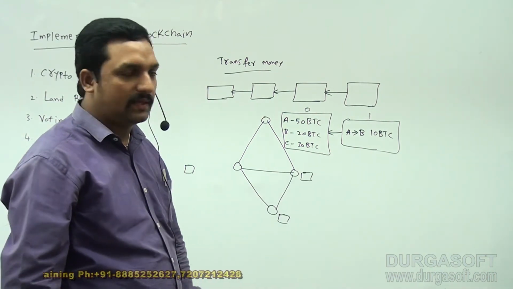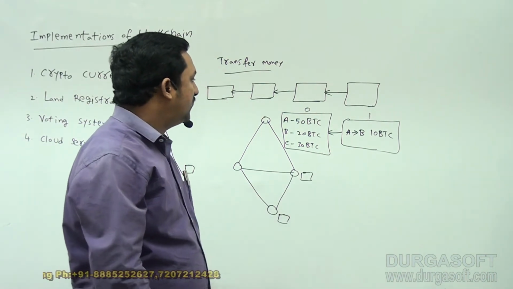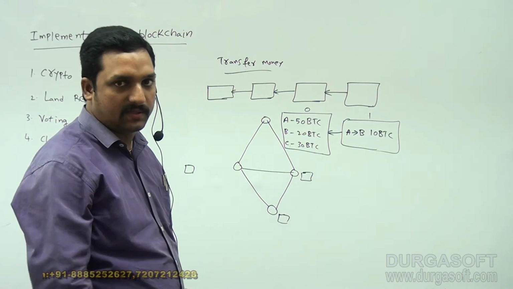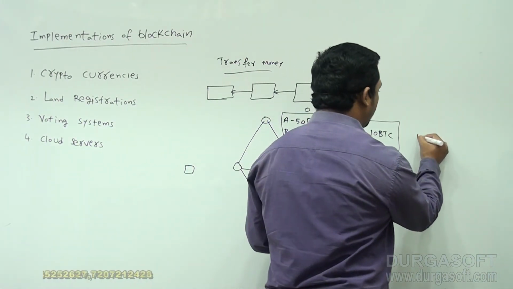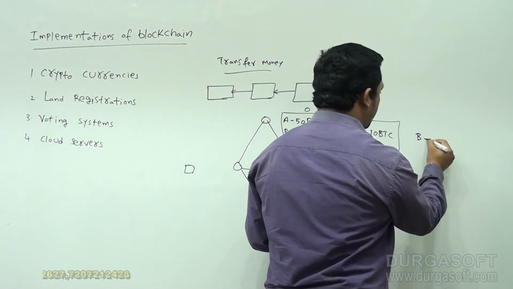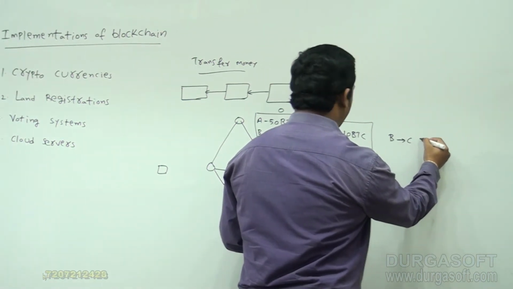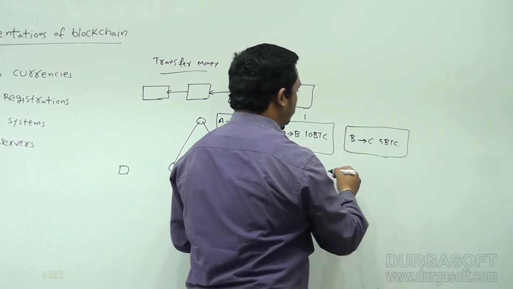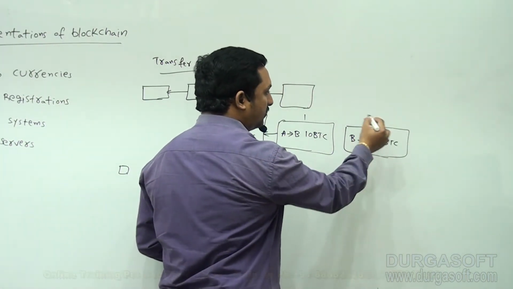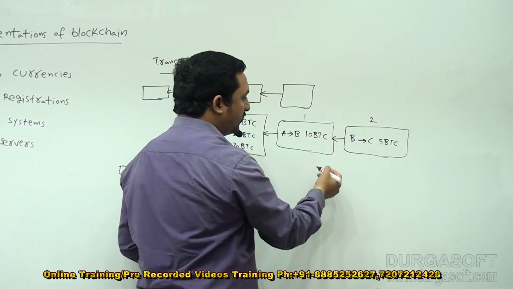Later, in the next moment, B wants to transfer 5 bitcoins to C. That we will store separately. B wants to transfer 5 bitcoins to C. So this is block number 2. It contains a reference to block number 1.